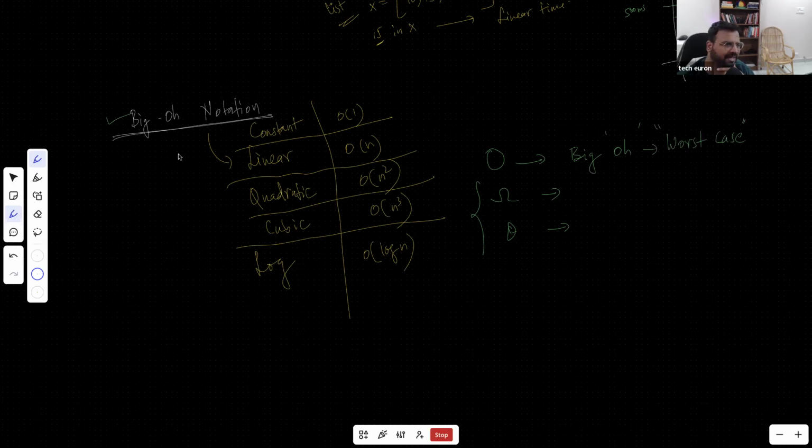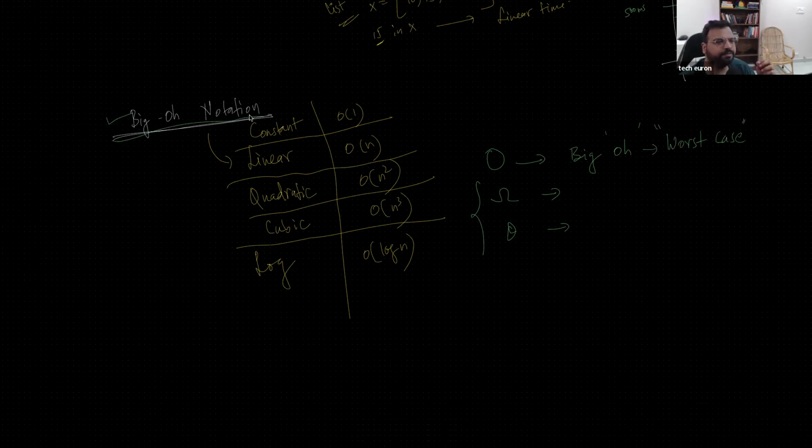There is a more mathematical definition of big O, but I don't want to get into the mathematical definition. We will make do with an intuitive understanding of what big O is. When we do more and more examples, it will become a little bit more clear.